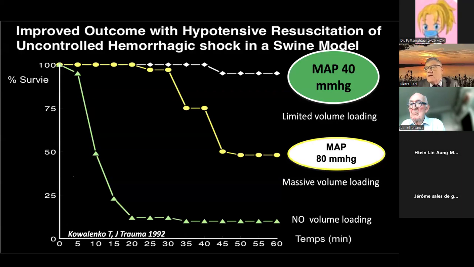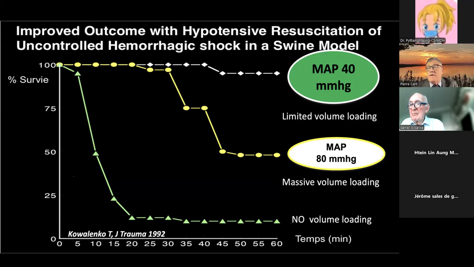Next point is to understand that clearly the hypotensive rehabilitation means survival of the patient. This has been done in many experiments. That's one of the oldest, but still the most important. You see that if you have a moderate hypotension with a mean arterial pressure of 40, that means only having a radial pulse palpable, this is the best way to survive the hemorrhage.